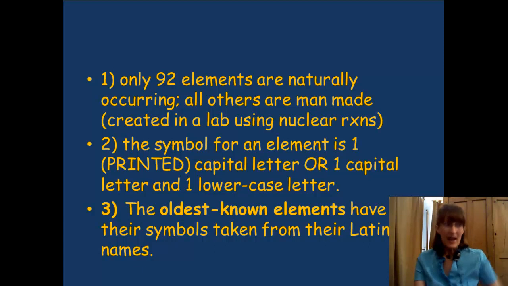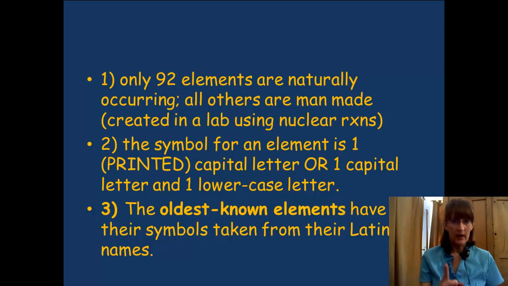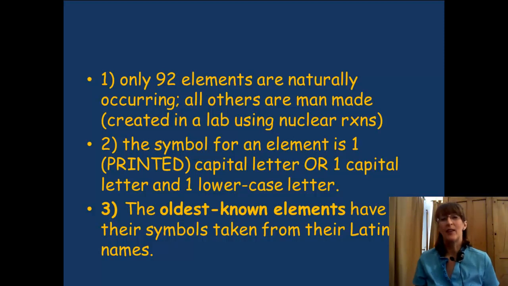Now, all of these have a symbol. The symbol for the element is one capital letter printed, or one capital letter and one lowercase letter. So sometimes it's made of one letter, and sometimes it's made of two letters. If it's two letters, the first letter is capitalized, the second letter is never capitalized. Okay. The oldest known elements have their symbols taken from the Latin names, and so you can find some really weird names in there. Like we call it iron, but if you look at the symbol for iron, it's Fe, which comes from that old Latin stuff, ferrous or ferric.